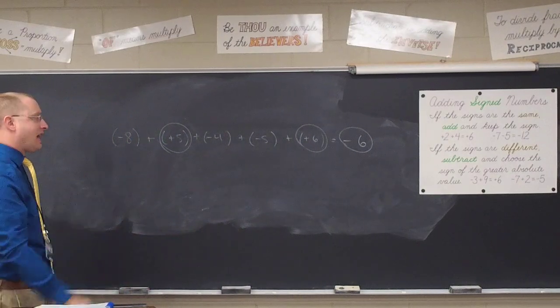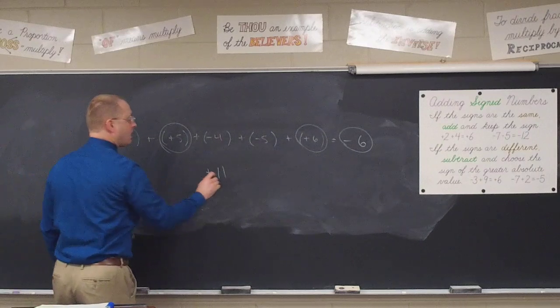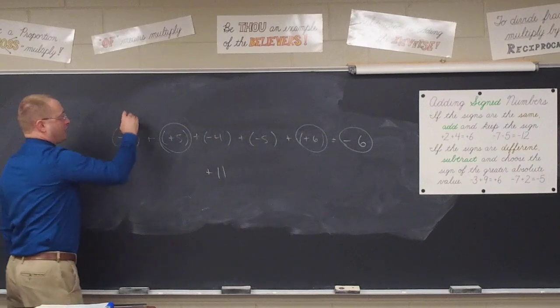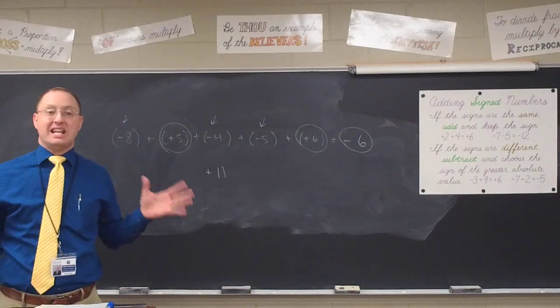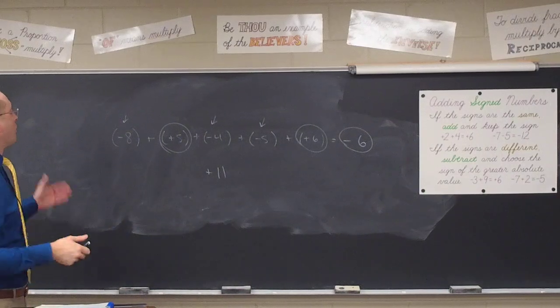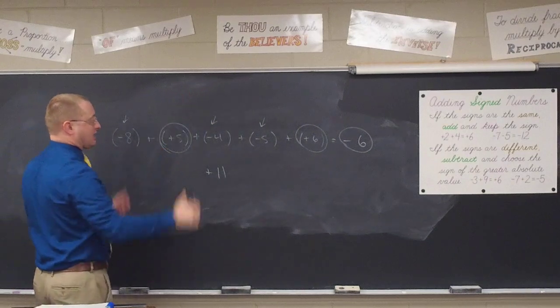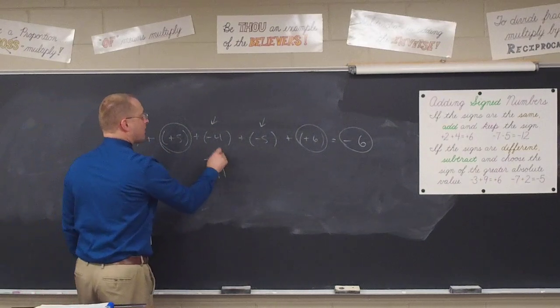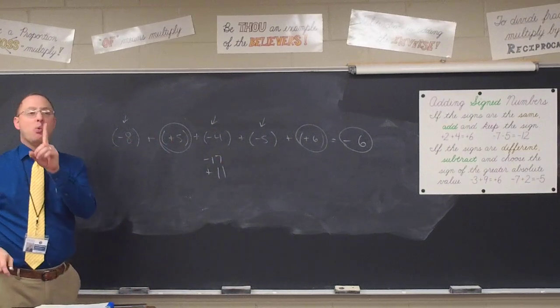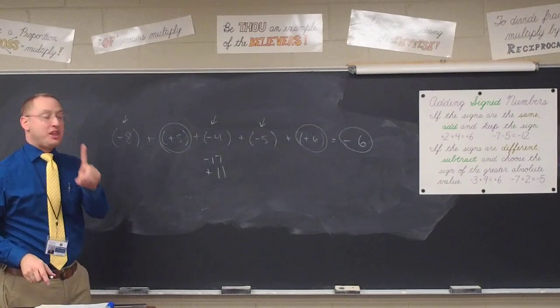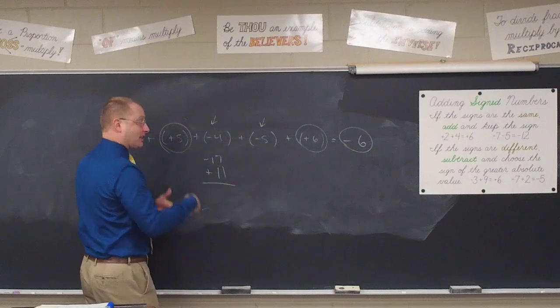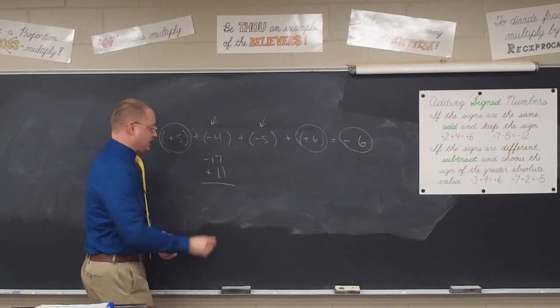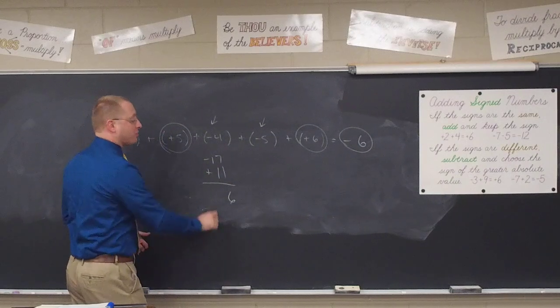What's 5 plus 6, class? 11. +11. Then we're going to get all the negative numbers together. -8, -4, -5. Again, all the signs are the same. We're guaranteed every time. We're just going to have to add and keep the sign. What do we get if we add -8, -4, -5, class? -17. Then, only one time do we even have to think about, okay, now the signs are different.